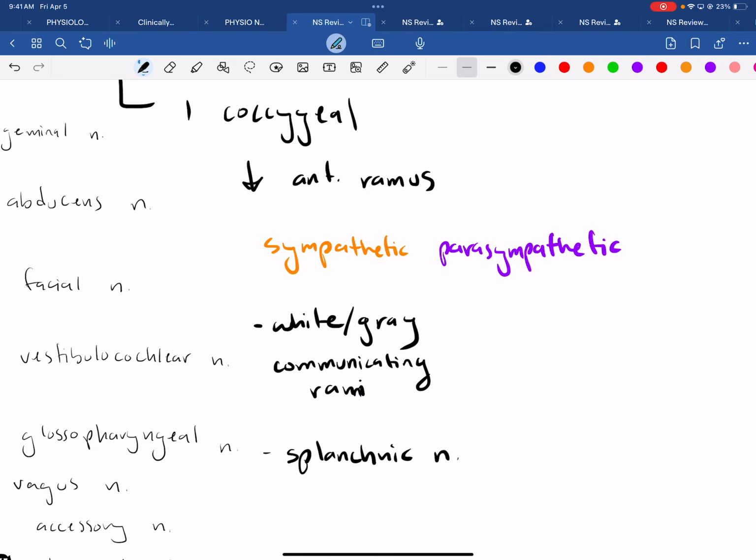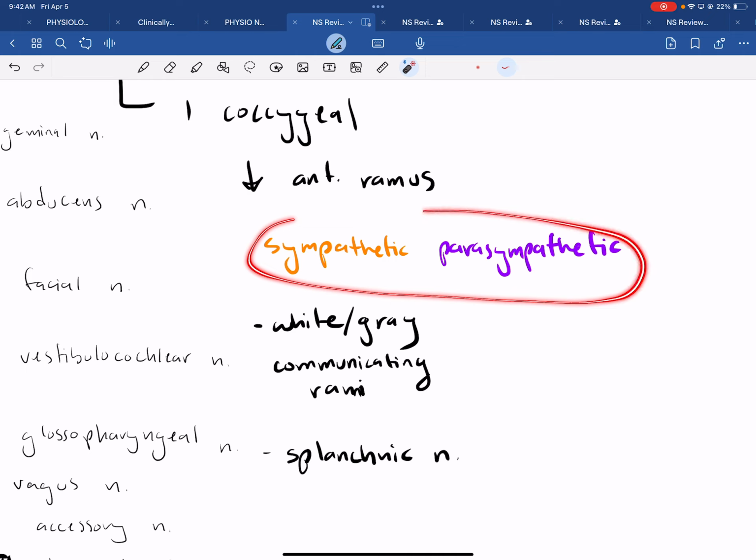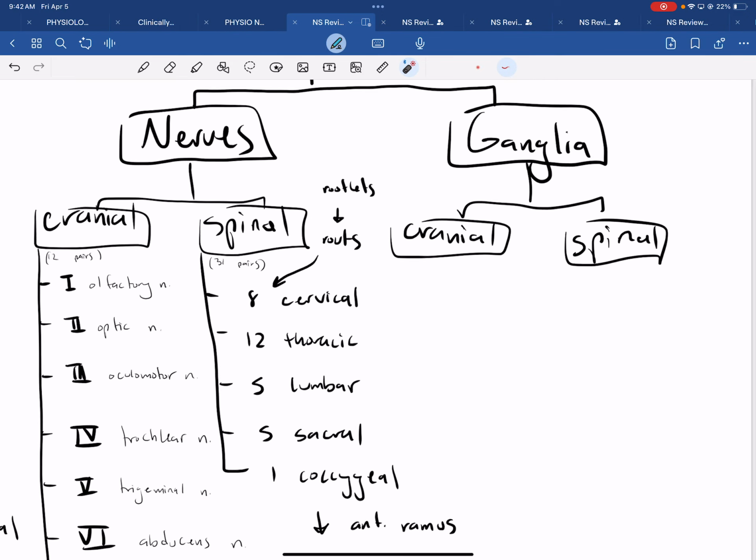Is the anterior ramus sympathetic or parasympathetic? Coming off the anterior ramus, there can be sympathetic nerves or parasympathetic nerves. And let's just leave it at that. Coming off the anterior ramus, we're just trying to account for all of the nerves. We have to account for the autonomic nerves, too. So coming off the anterior ramus are the autonomic nerves, sympathetic and parasympathetic. Okay, let's keep going.